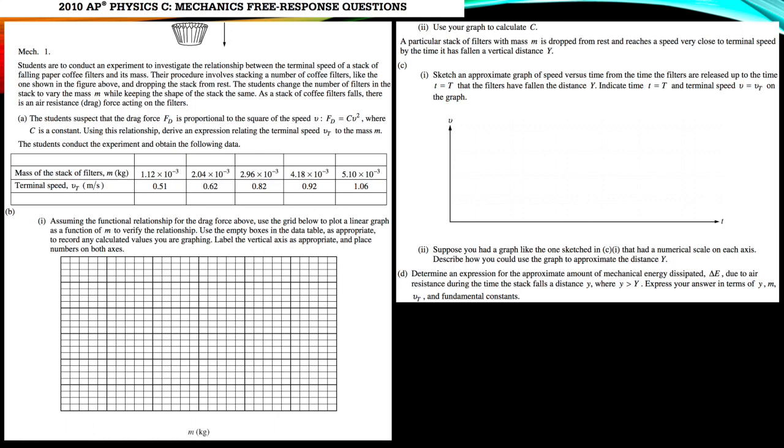The procedure involves stacking a number of coffee filters like the ones shown in the figure above and dropping the stack from rest. The students change the number of filters in the stack to vary the mass m while keeping the shape of the stack the same. As a stack of coffee filters falls, there's an air resistance, drag force, acting on the filters.